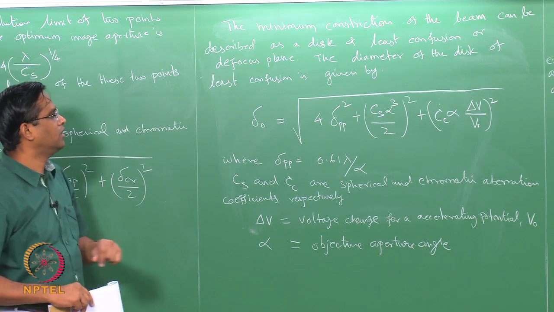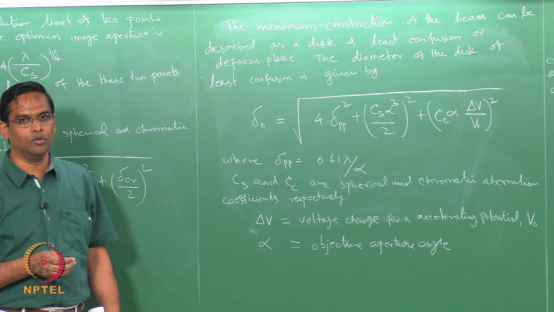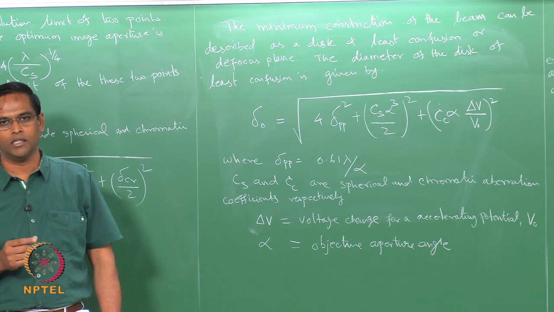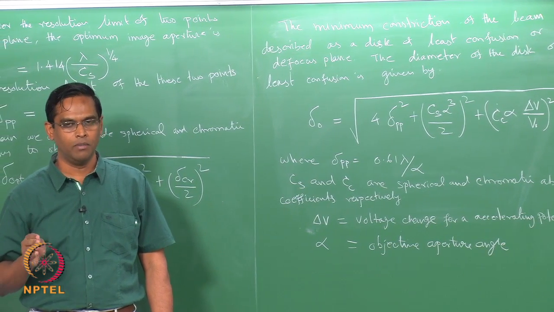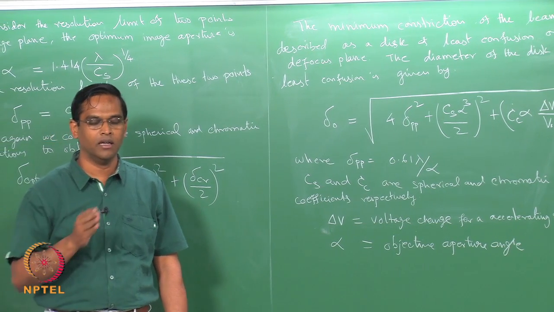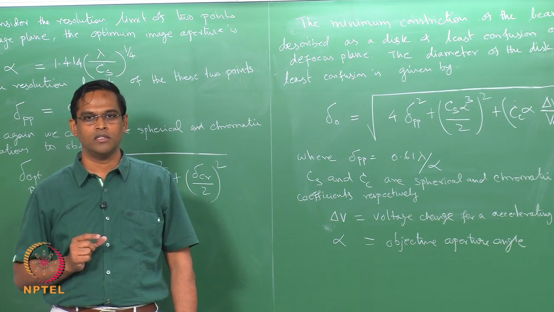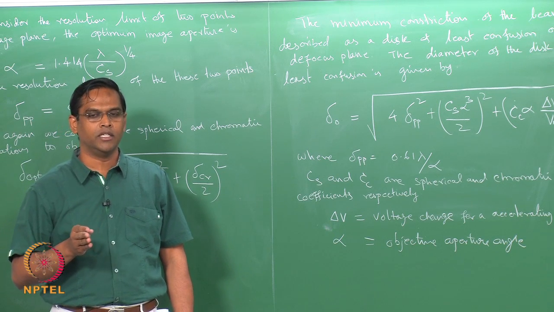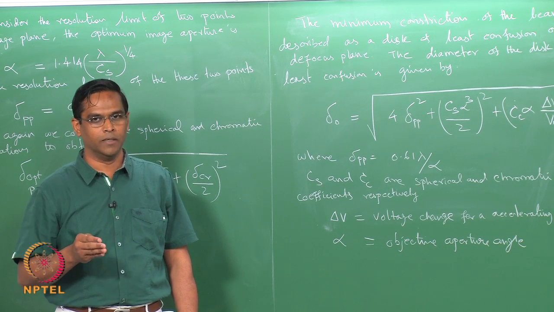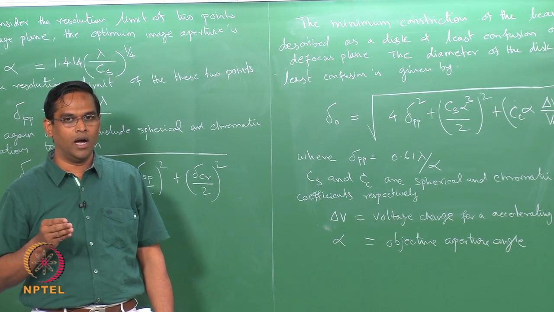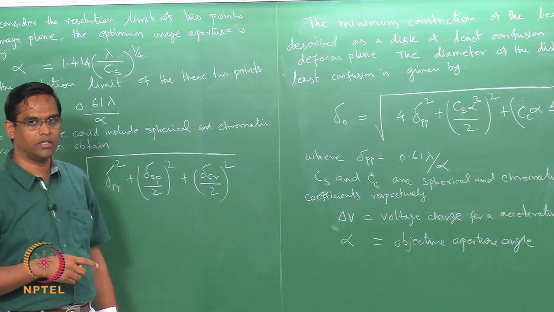Before we look at this expression, if you recall the ray diagram which I showed in the beginning of this class, you see that delta naught was defined as a disk of least confusion in a defocused plane. And if you look at the image plane, delta optimum was much larger than delta naught. So that clearly implies that if you reduce the aberrations, then you will automatically get better resolution. So to emphasize this point, you get an expression for delta naught itself. That is what we have tried to show here.